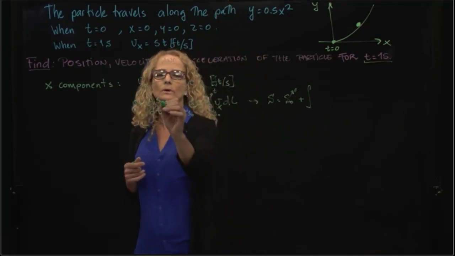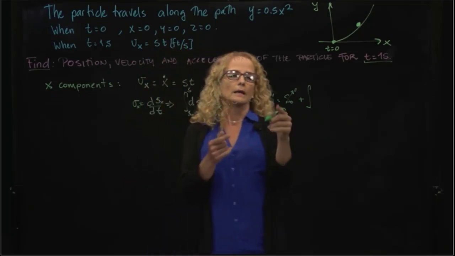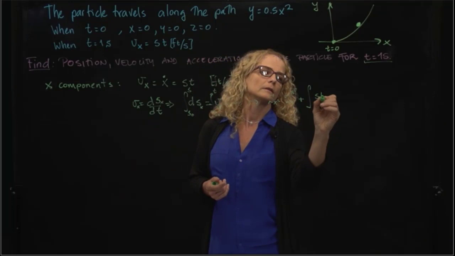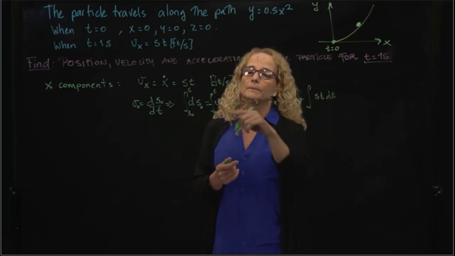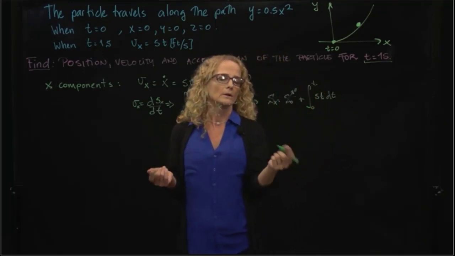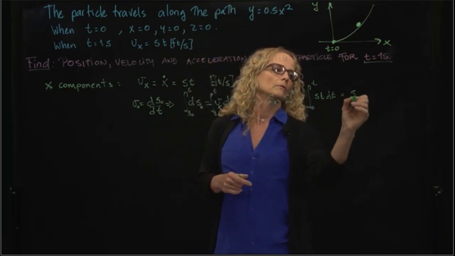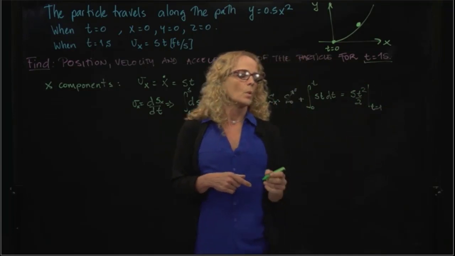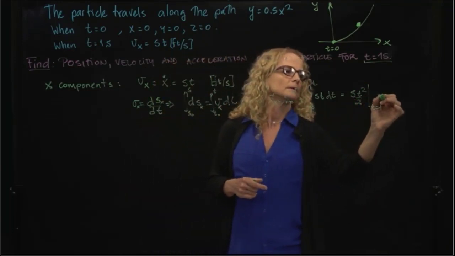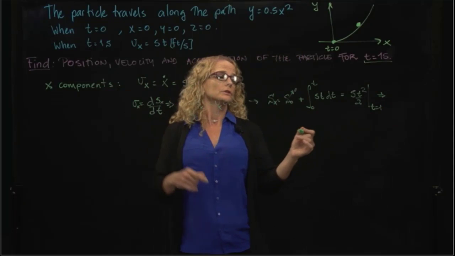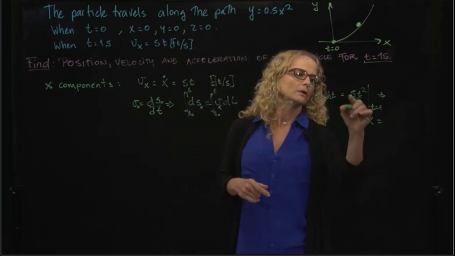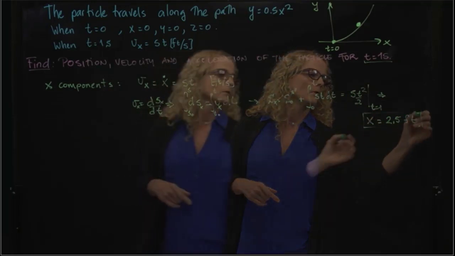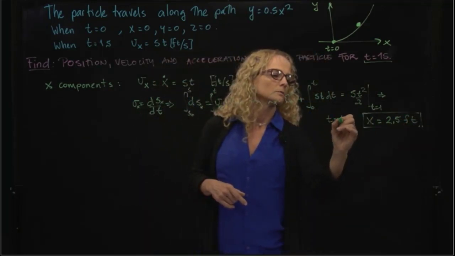Let's do that specifically for x. It will be the integral of 5t dt between 0 and the time that we want to calculate. That will be 5 times t squared over 2, evaluated at t equals 1 second. So that gives us that our position x will be 2.5 feet for t equals 1 second.